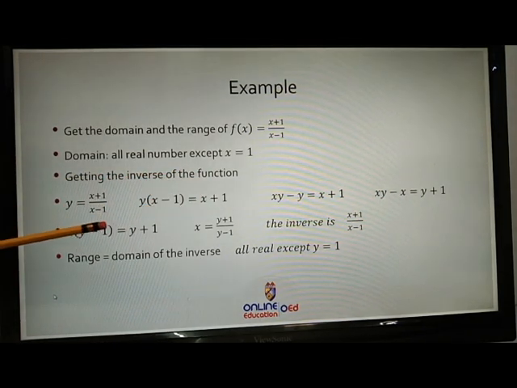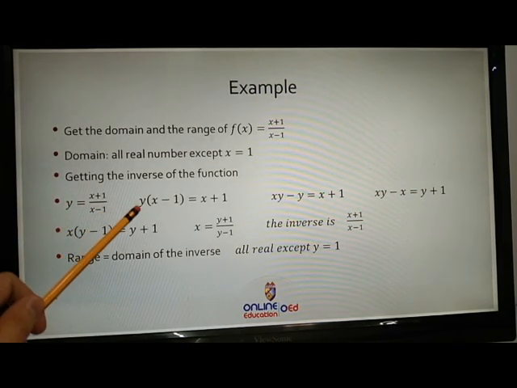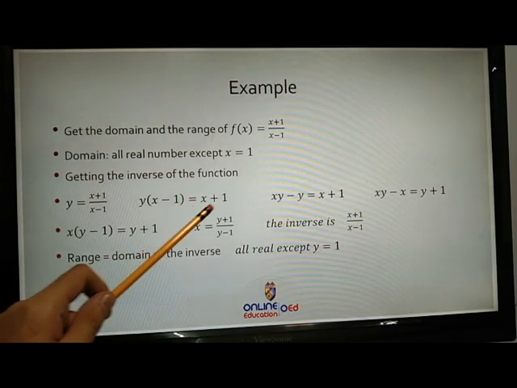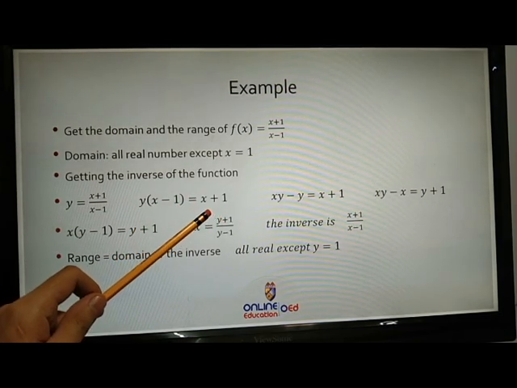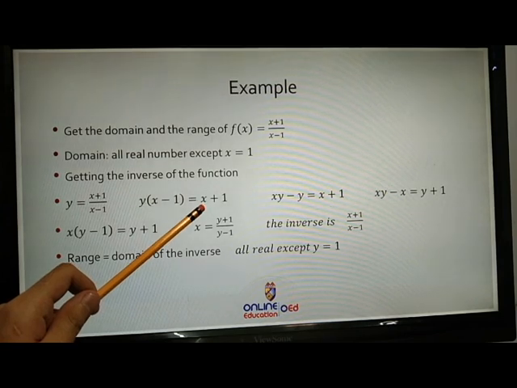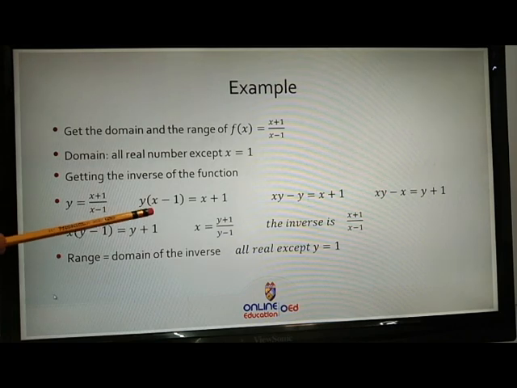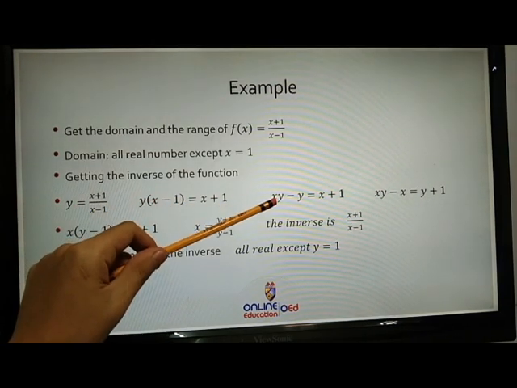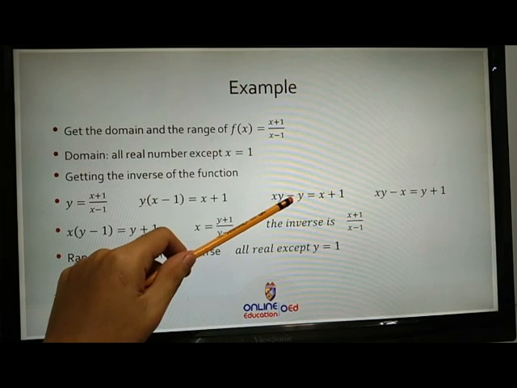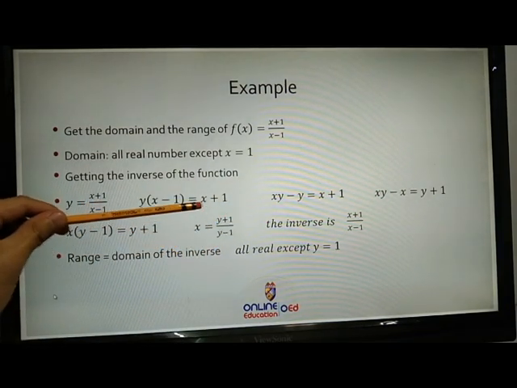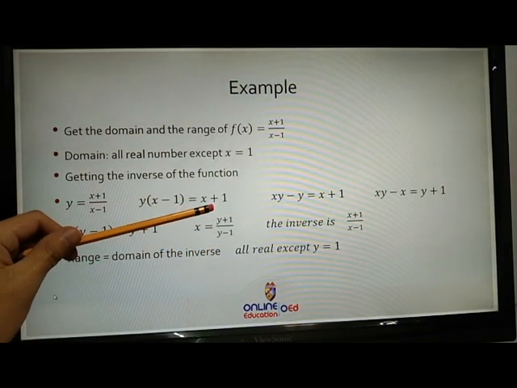So getting the inverse of the function, so how will you get the inverse? Okay, so first, y equals x plus 1 over x minus 1. Then you have to cross multiply, so we have y times the quantity x minus 1 equals x plus 1. And then, performing the operation y times x, so we have xy, y times negative 1, we have y, and then copy the right side of the equation.